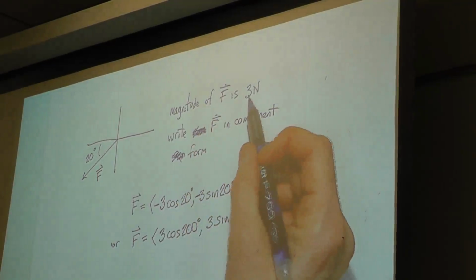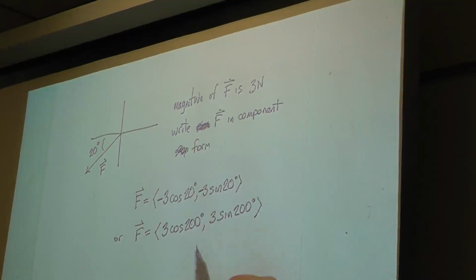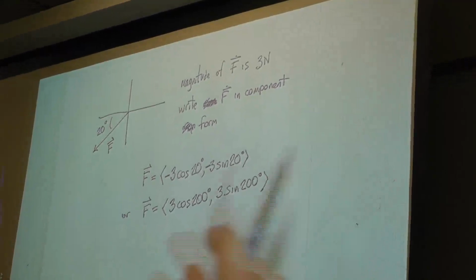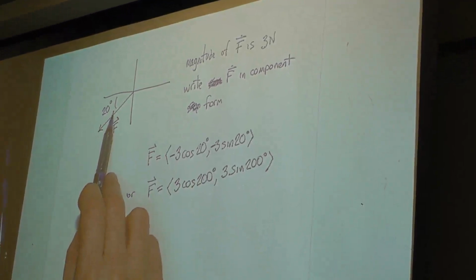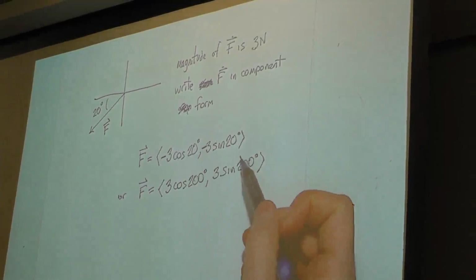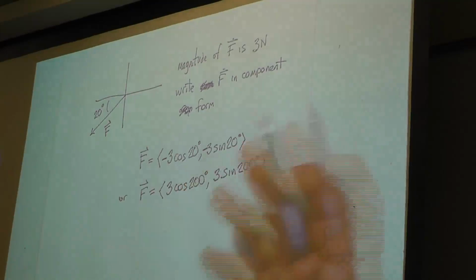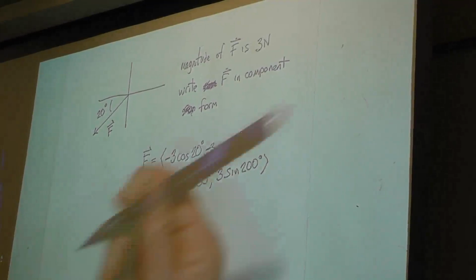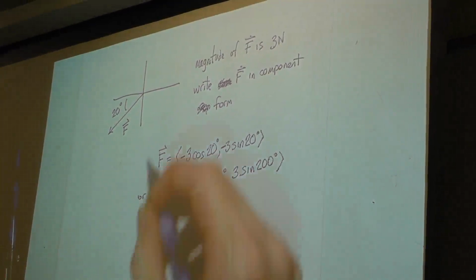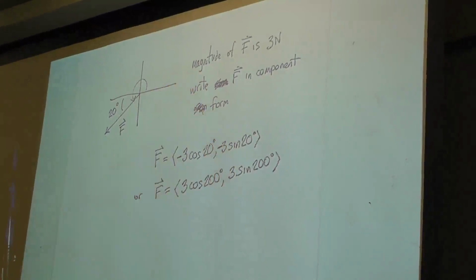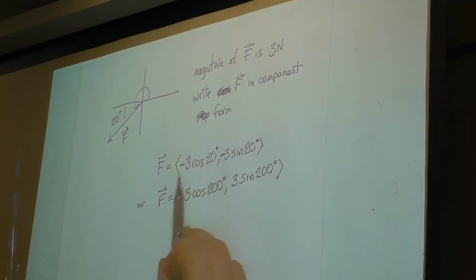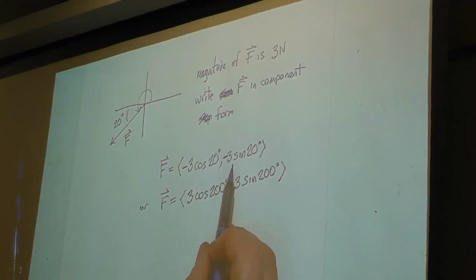First of all, for a magnitude of 3 newtons, I need 3's in here. Trig, that's the cosine and the sine. But just watch, if you're given an angle like 20 degrees, and you write the components with cosine and sine of 20, you have to adjust your sign, because you're going in the negative x and the negative y in this instance. If you want to avoid that issue, then use this angle, which would be 200 degrees. And then you don't need to worry about pluses and minuses. Okay?